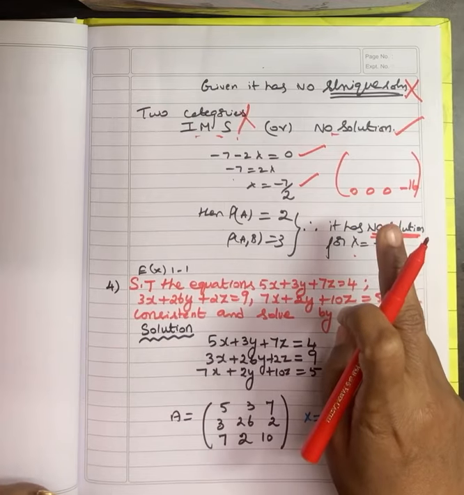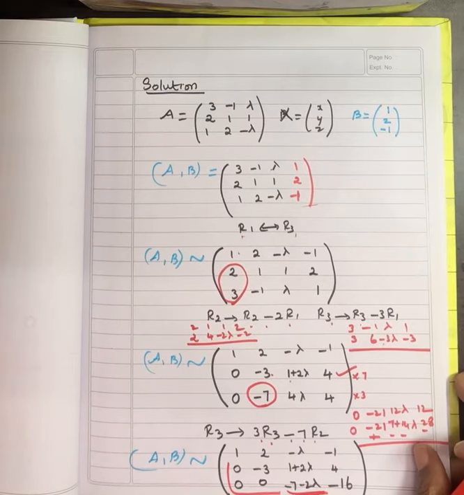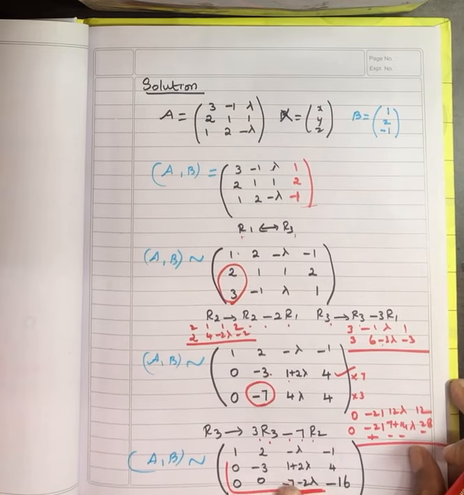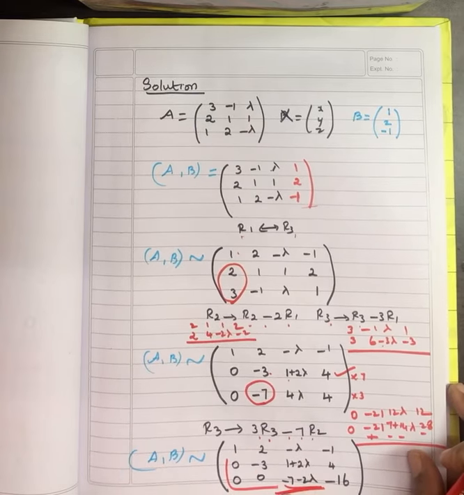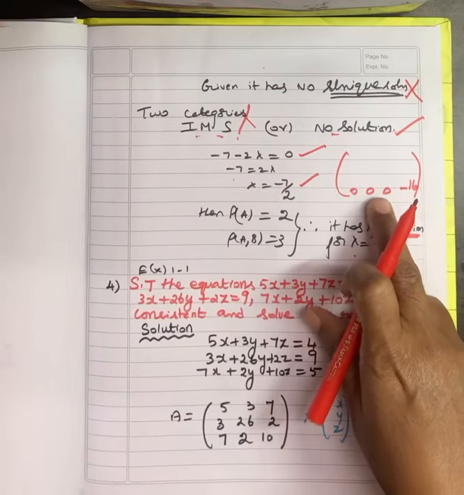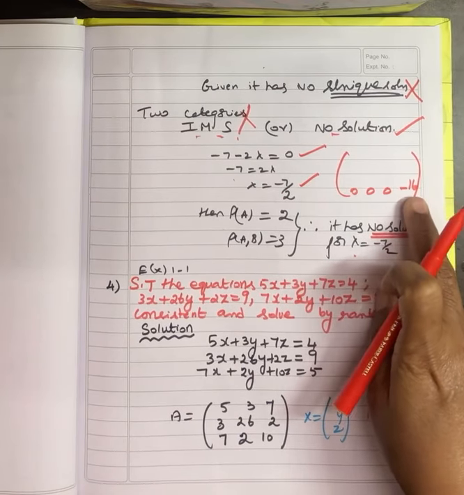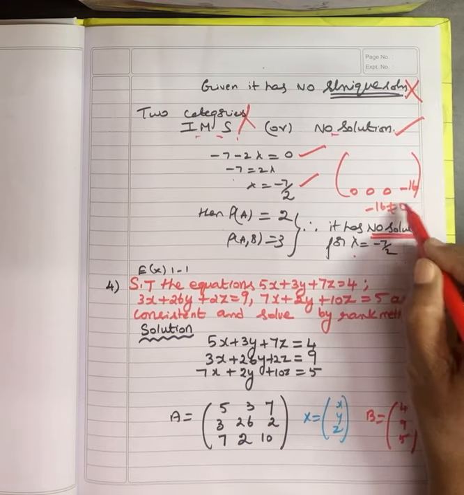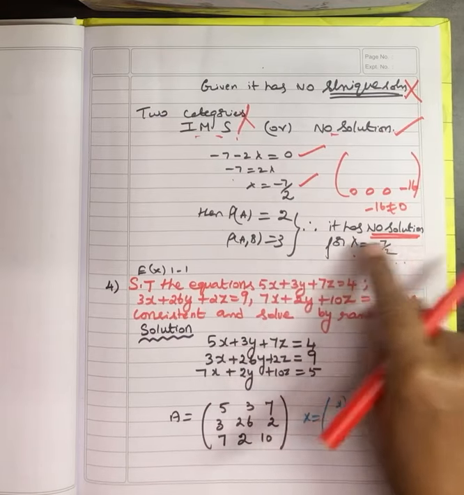For unique solution, this is not equal to 0. In the problem they have given, it has no unique solution. So compulsorily this has to be 0. If this becomes 0, the other number is minus 16. Minus 16 is not equal to 0. So rank of A is 2, rank of AB is 3, not equal, so no solution.